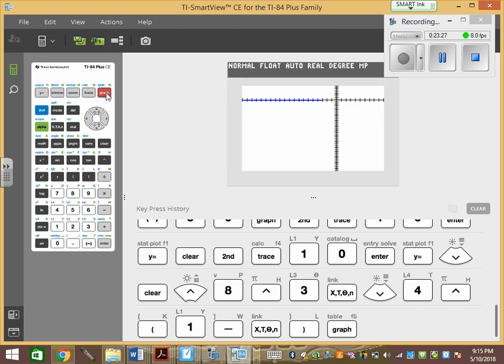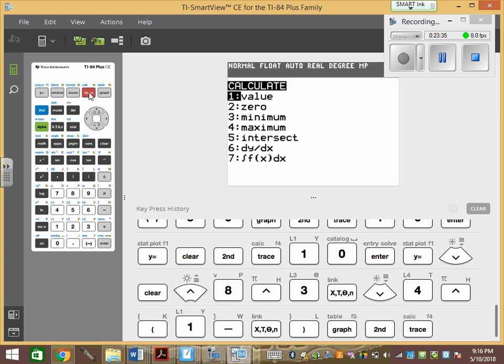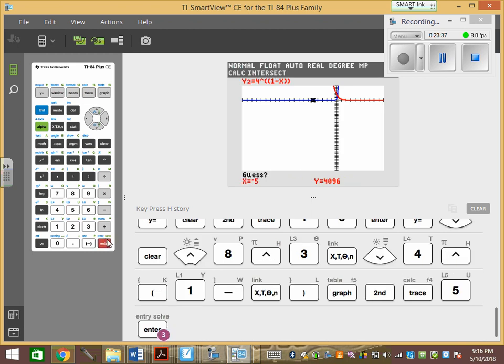So I press graph. And I have a wonky graph, but I can still see it because I have a wonky graph from before. But if I can see where they intersect, I can calculate it. So second trace, 5, enter, enter, enter, and I take my x value. Now my x value is this crazy decimal. I got 2 over 11 as my answer.